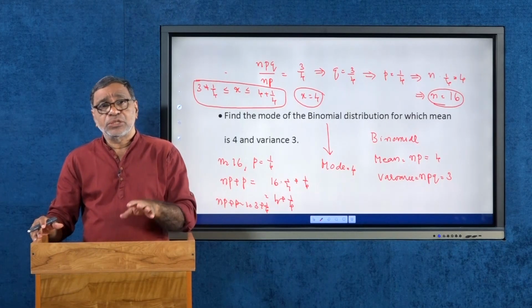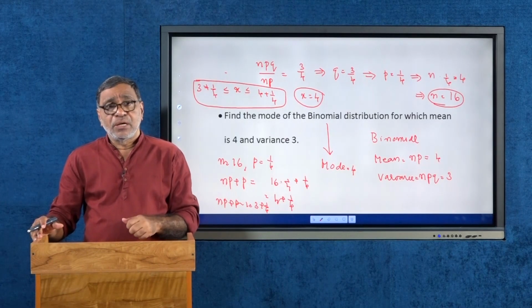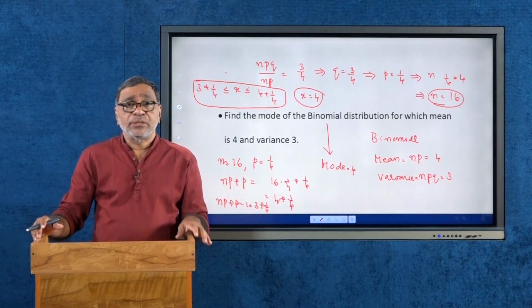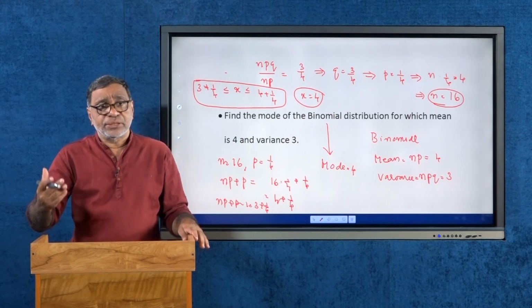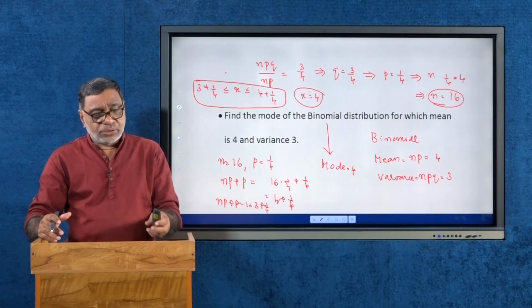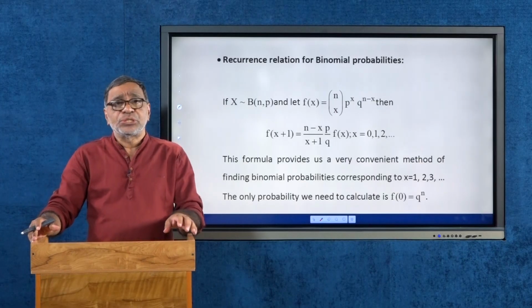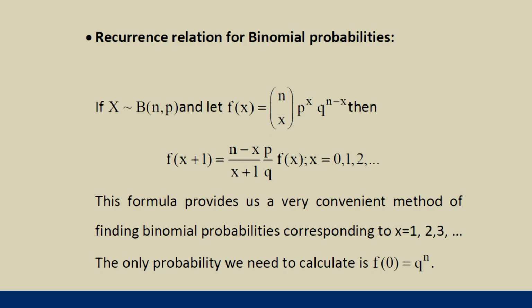Suppose you are given the mean, variance, moment generating function, etc. How you can find the other quantities related with the distribution, that we will discuss in the next units. Before that, let me introduce this recurrence relation also here.